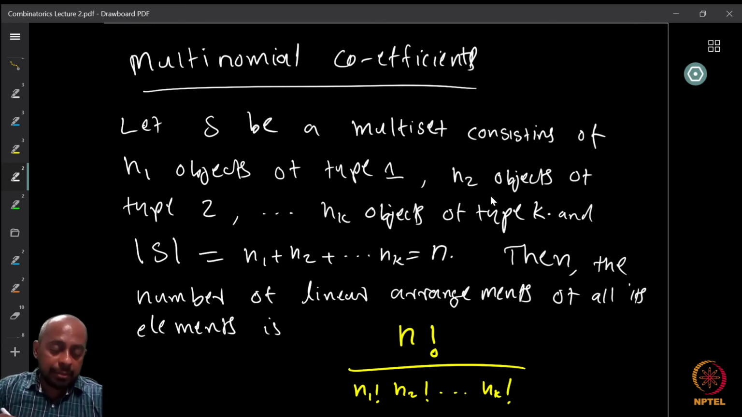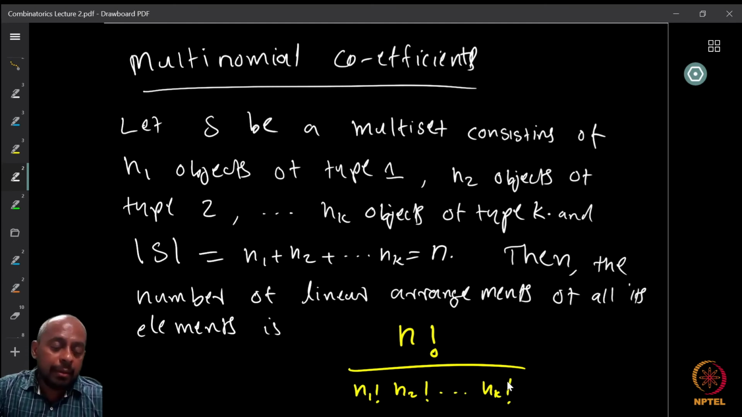And these n elements have repetitions, n1 of one particular type, n2 of another type, etc., nk of another type. Then the number of linear arrangements or permutations of all of its elements, because identical elements are there, is precisely n factorial divided by n1 factorial times n2 factorial times n3 factorial times etc. times nk factorial.